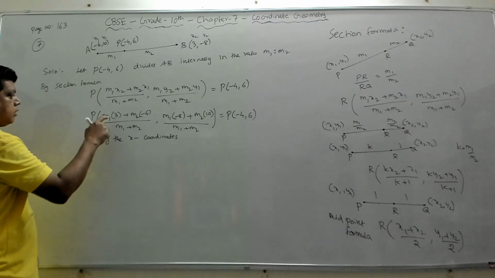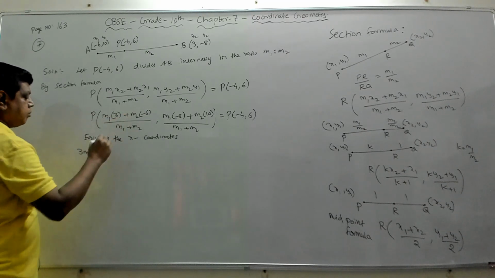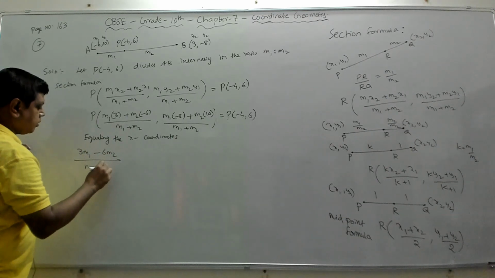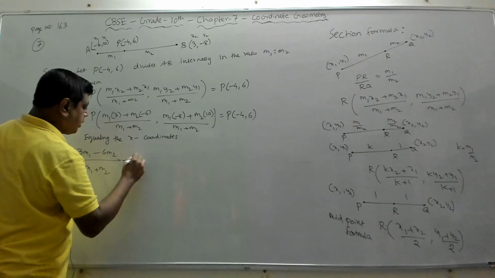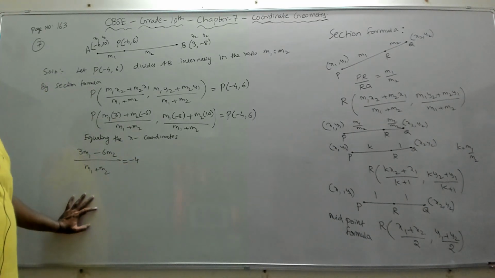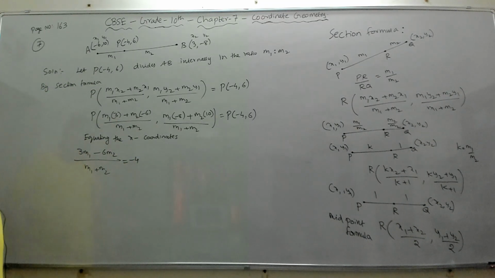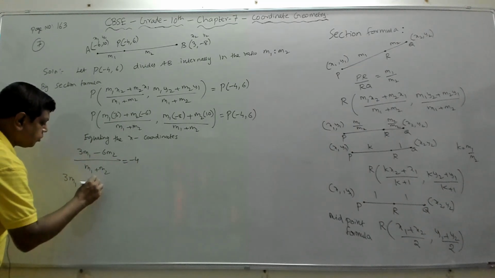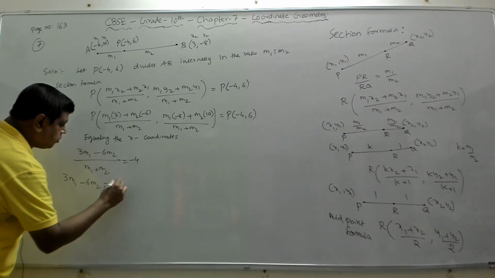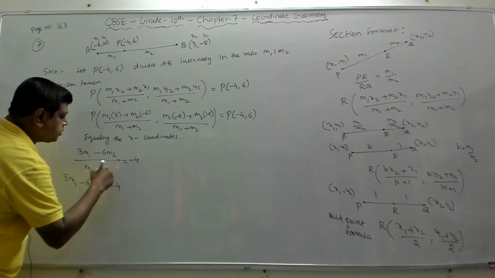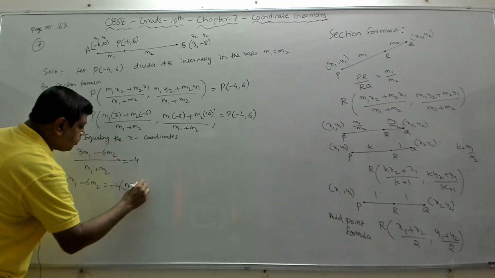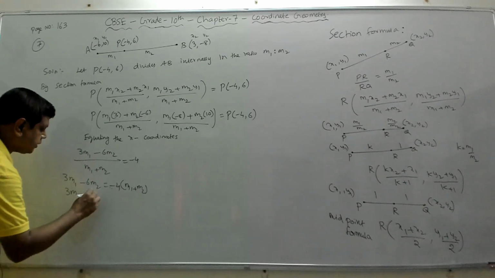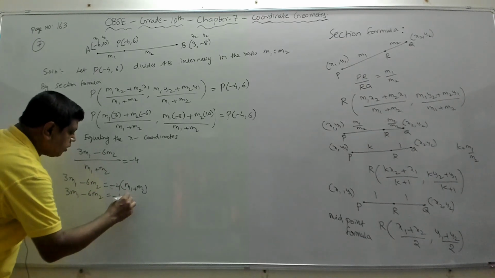So this value, 3m1 minus 6m2 by m1 plus m2, will be equal to this value minus 4. Now if we cross multiply, this goes here, so we get 3m1 minus 6m2 equal to minus 4 into m1 plus m2, the multiplication. So now 3m1 minus 6m2 equal to minus 4m1 minus 4m2.